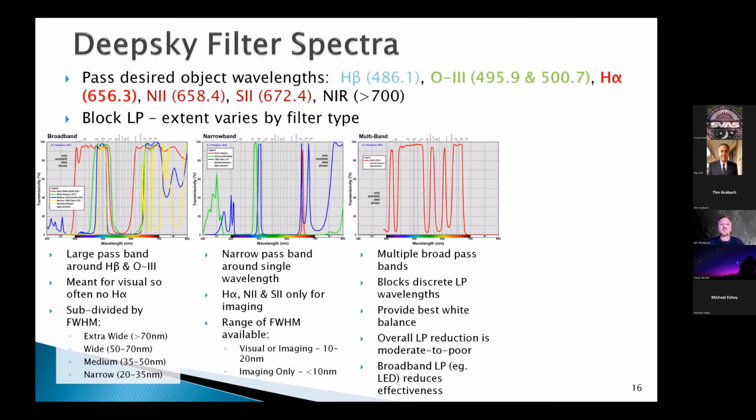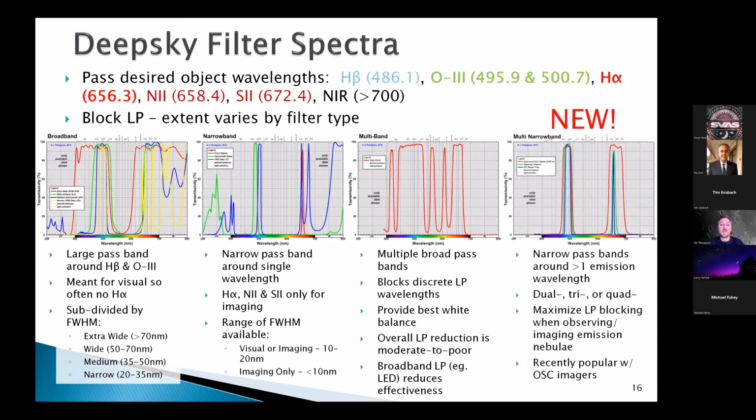The final deep sky filter category is a relatively new one that I call multi-narrowband. These filters have narrow passbands around more than one nebula emission. They are often referred to as dual, tri, or quad band filters, depending on how many bands they pass. They are designed to maximize the amount of light pollution blocked and have recently become very popular with astrophotographers who use them with one-shot color cameras.